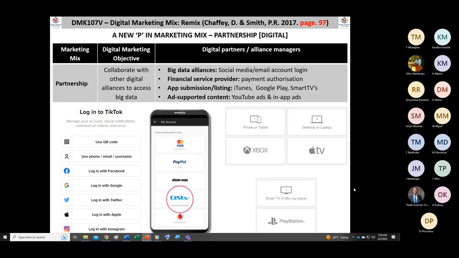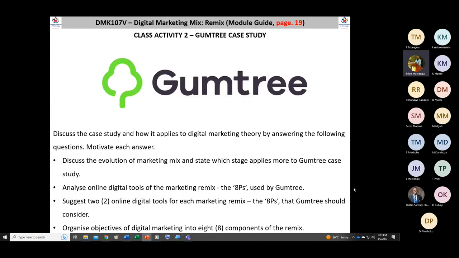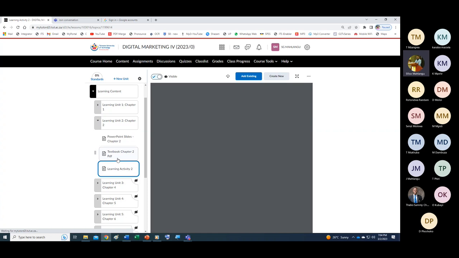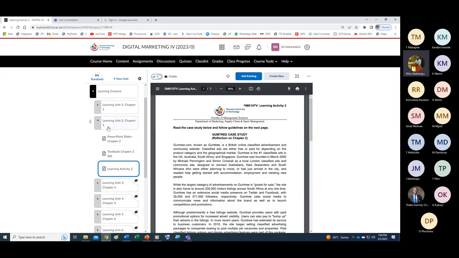So the last slide for chapter 2, you will see, tells us about doing a reflection by doing class activity 2, which is Gumtree case study. So what you need to do is on Brightspace or my tutor, you'll see you've got learning activity 2. And this is under learning unit, under chapter 2. So we need to read this case study and understand this case study and see how it applies to digital marketing, and we do a reflection on it by doing an online quiz, as well as to see what type of questions they have there.